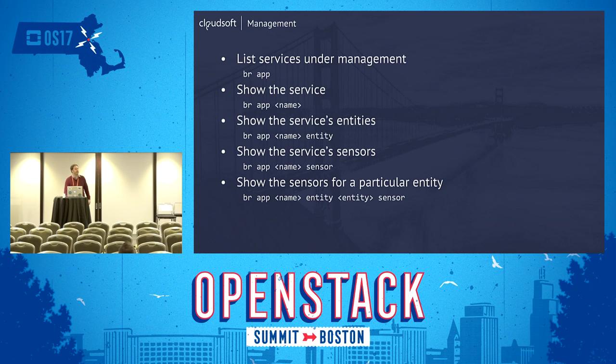So if you want to, as an operator, look deeper into the service, you might want to use the BR command line tool. And to do this, you might want to list all of the services that Brooklyn's managing at that time with BR app, or look closely at it by specifying its name or any of the entities, sensors, or a particular entity.